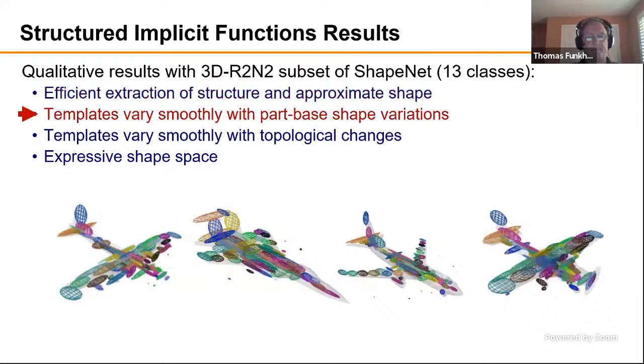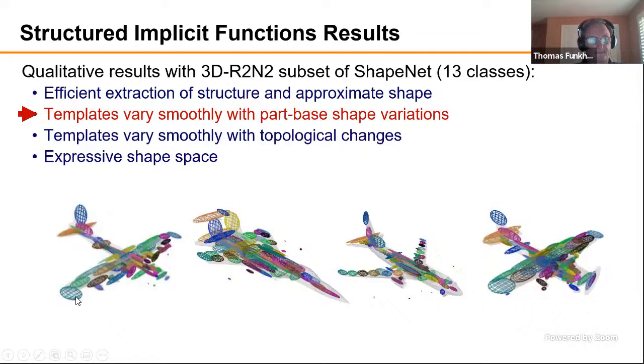Okay, the main benefit, in my opinion, of using this representation as a way to learn structure with a deep network is that the shapes, the templates, the implicit functions defined by the templates being the mixture of Gaussians, vary smoothly with typical variations of shape in shape databases. So if parts move, like the wings move or have different shape or things like that, the variation from one shape to the next is a smooth change in the parameters of the representation. And so what that does is it allows the network to learn a consistent set of decomposition of shapes into these mixture of Gaussians across a wide variety of shapes.